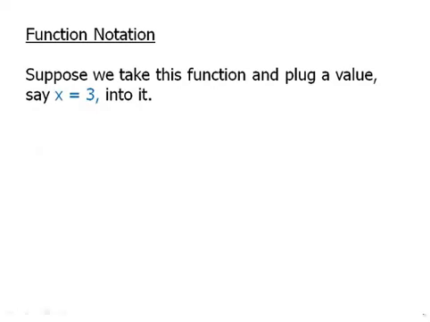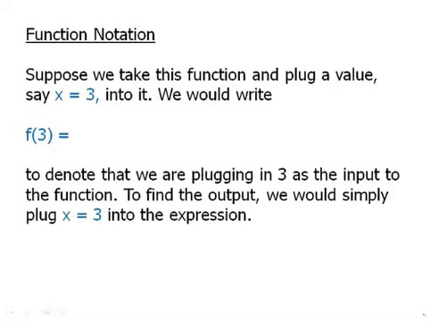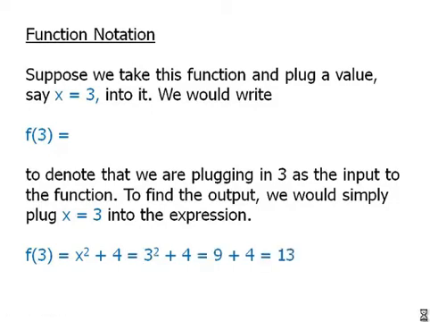Suppose we take this function and plug a value, say x equals 3, into it. We would write f of 3 to denote that we're plugging 3 as the input into the function. To find the output, we'd simply plug x equals 3 into the expression. So f of 3 would equal, we'd plug in the 3, so it'd be 3 squared plus 4, 9 plus 4, which is 13. So the input of 3 has an output of 13.